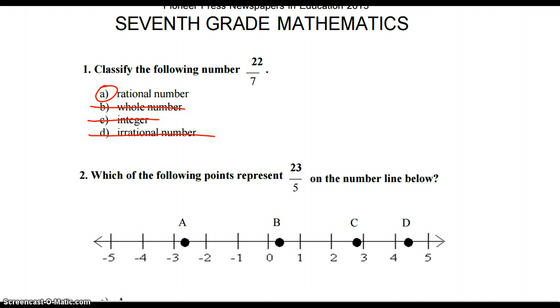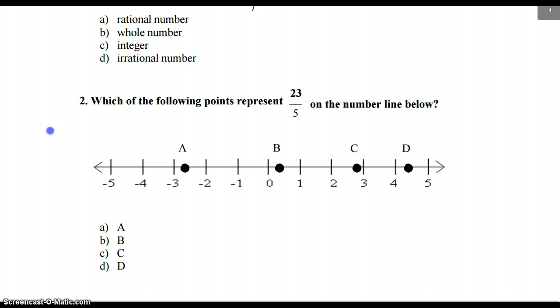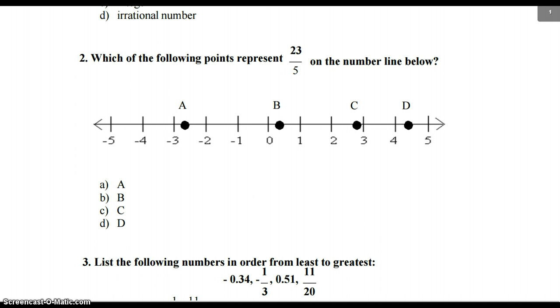I'm not going to check this one because there's kind of a giveaway here. You have a whole number over a whole number, or two numbers written in a ratio, and that's what rational numbers are. They can be written as fractions. So that's really the fastest way to look at that one, but always check those other things too, just to be sure. All right, number 2, which of the following points represents 23 fifths on the number line?